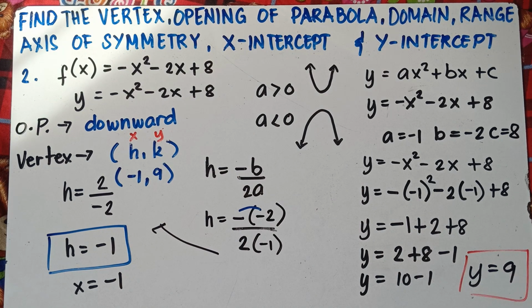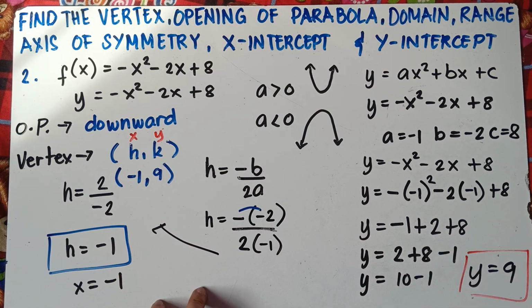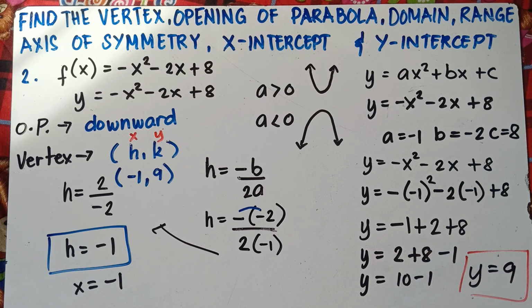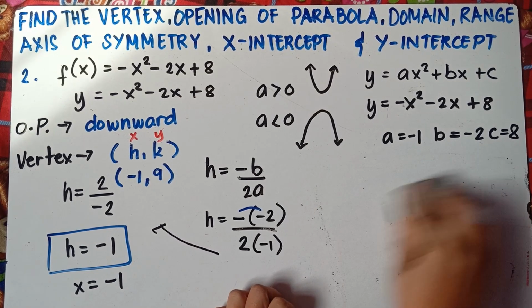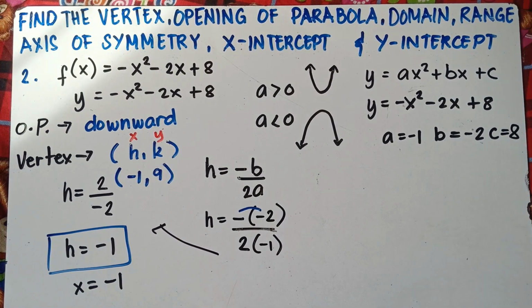Because for me, class, if I will be finding the vertex, I will find h. Once I get h, I will just simply substitute this value into this equation. So it depends on you, class, which do you prefer. The second solution, class. So what would be the second solution, sir, in finding k?